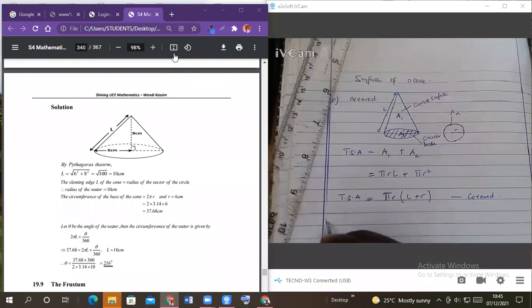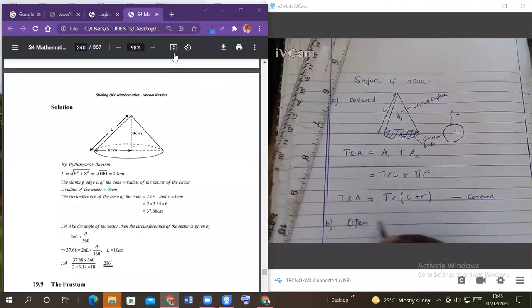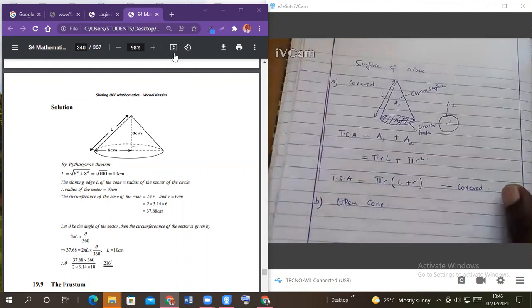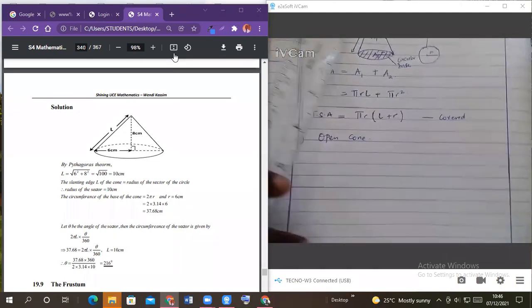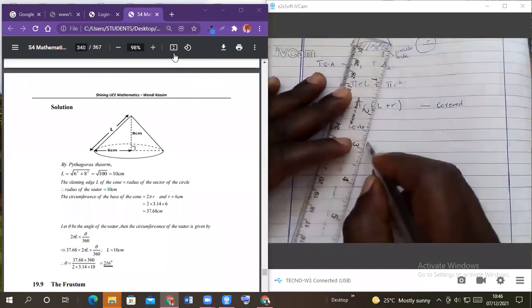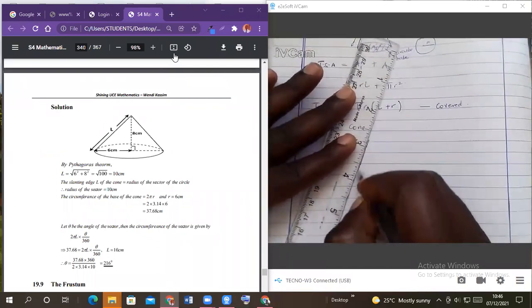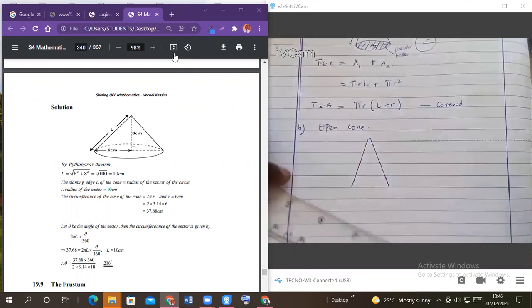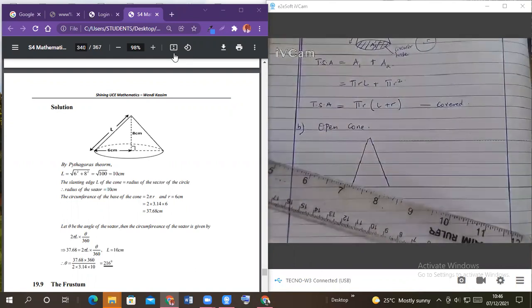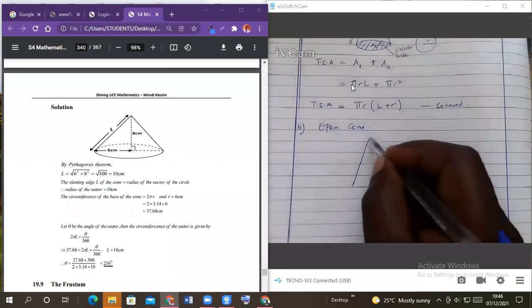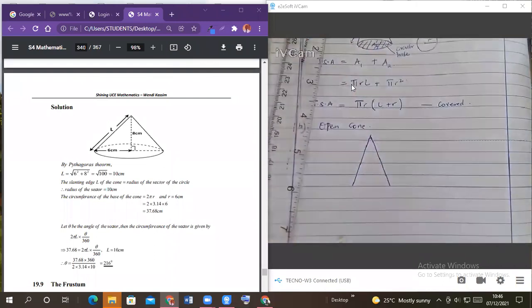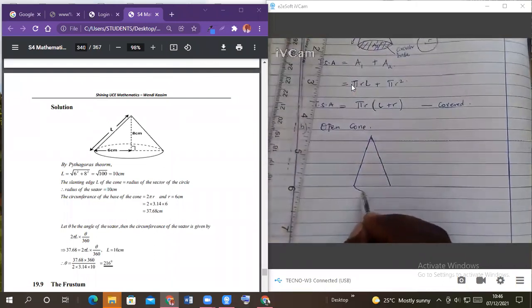Now, part B, what about the open cone? How do you get the surface area of the open cone? Here it is also the same thing. If you want to get the surface area of an open cone, it means that now the bottom is not there. So the bottom is open. Which surface area do you have now, if the bottom is open?